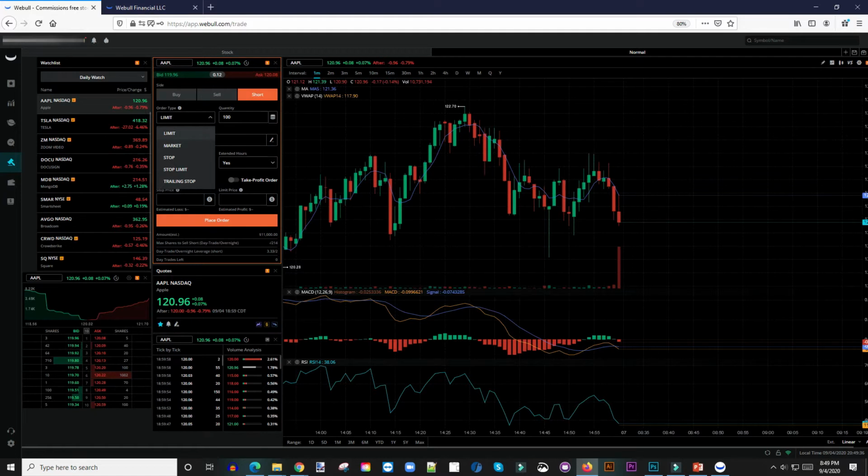The first one here is a limit order. Basically a limit order is designed so that you place your trade at a particular price that you feel comfortable with. You decide what price you want to go with, and then you place that price. If the price of the stock ever gets to that point, it would execute.